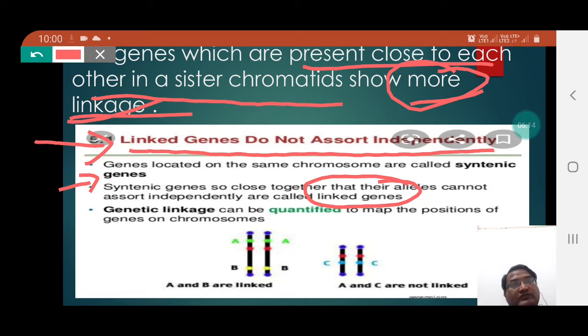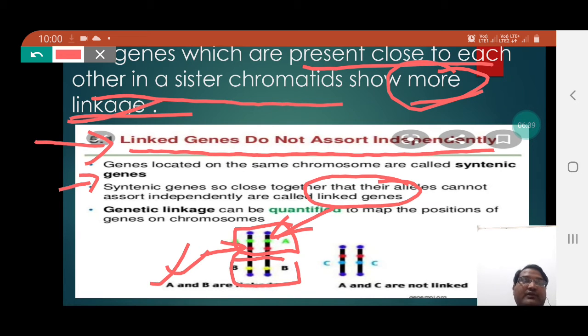Here, if you notice, gene A with green and the other gene with red are both linked. So these genes will not be able to be separated from each other. In the same way, gene B and A will be linked in such a way that they will not be able to get separated from each other.